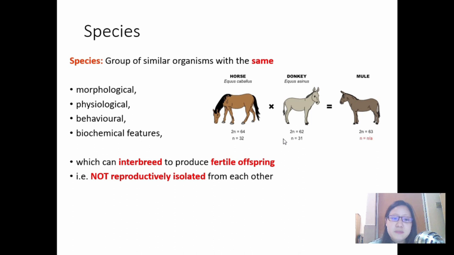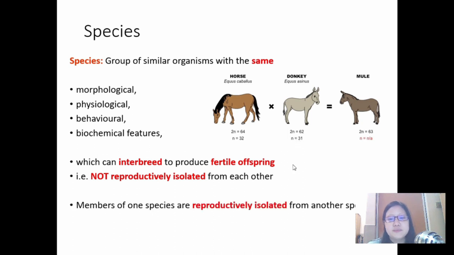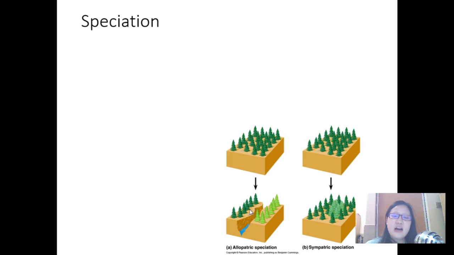Okay, same species again can interbreed to produce fertile offspring, i.e. not reproductively isolated from each other. But in this case, the horse and donkey are reproductively isolated from each other. They cannot interbreed to produce fertile offspring. So now that we have defined species, we can now talk about speciation.